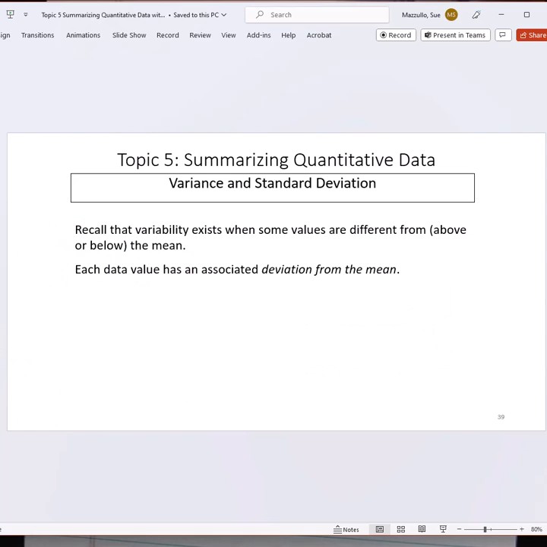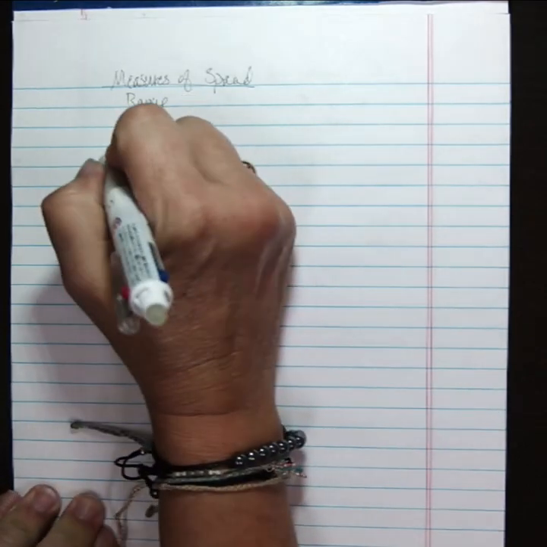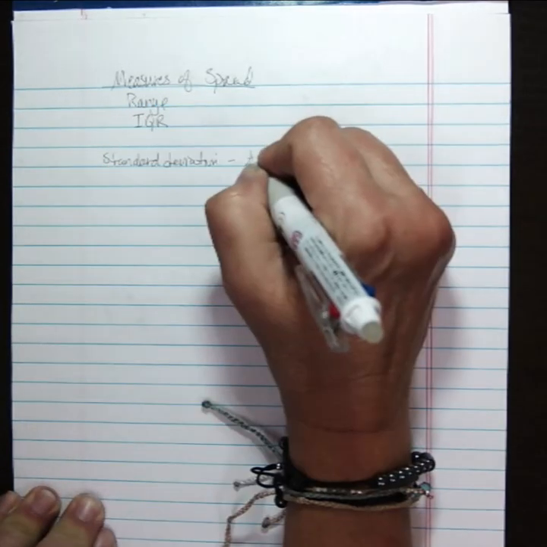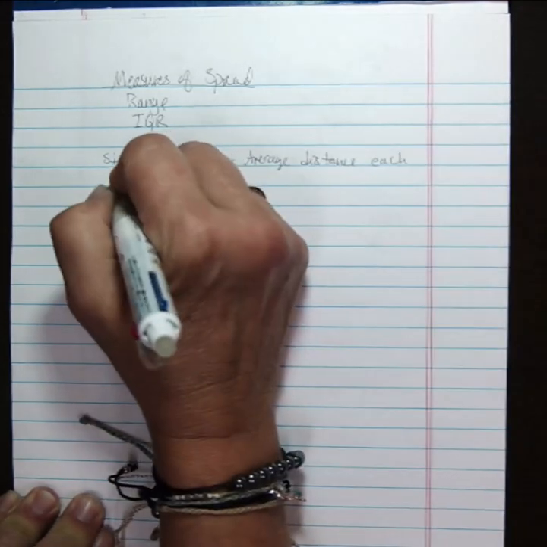Now we're going to look at summarizing quantitative data when we look at variability through variance and standard deviation. For measures of spread or dispersion, we've looked at the range and the IQR. We use the IQR to see if we had any outliers. But now we're going to look at another measure of spread, the standard deviation. That is the average distance each data value is from the mean. So that makes sense, getting the spread, the average distance each data value is from the mean.